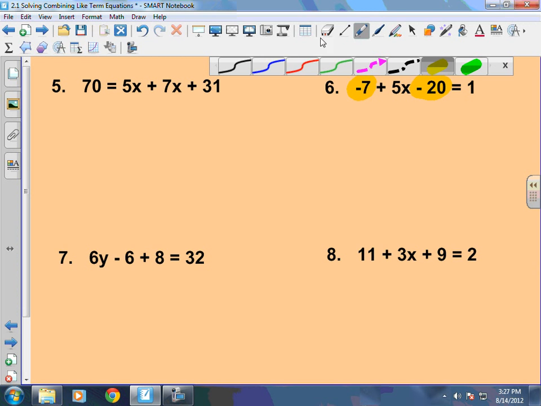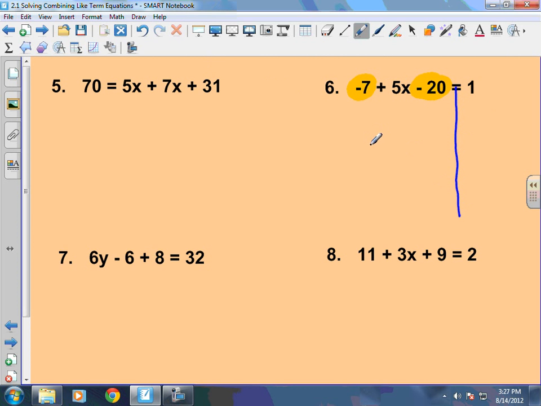Now, I have heard of people being taught to add 7 to both sides and then add 20. Please do not do that. That's going to mess you up as you get into more advanced algebra. You want to combine like terms. These two numbers do not have letters. If you have two numbers on the same side of the equal sign, you can add them. That's what we're doing here. I have two numbers on the same side of the equal sign, so I can add them.